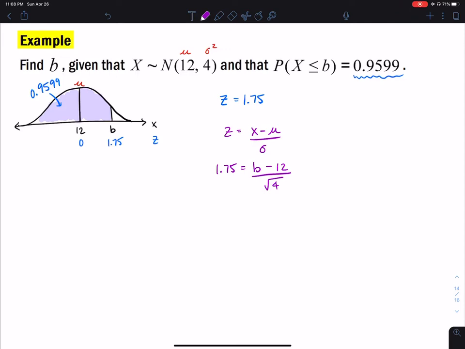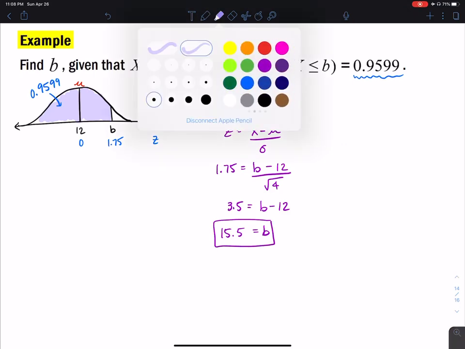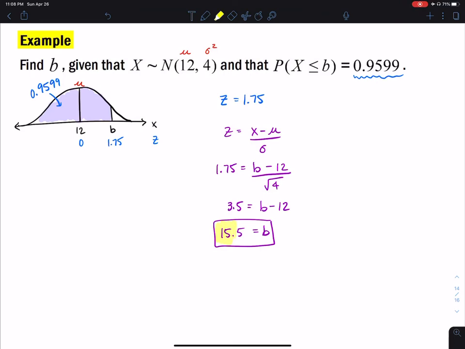So when you guys rearrange this, the square root of 4 is obviously 2, and if you multiply 1.75 times 2, you get 3.5, and if you add 12 to that, you get 15.5 is equal to b. And before we end this, I just want you to take a second and reflect on whether or not that b value makes sense.